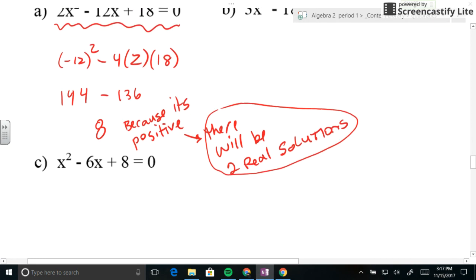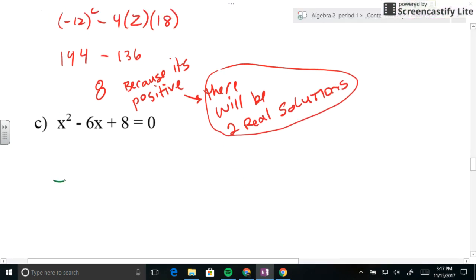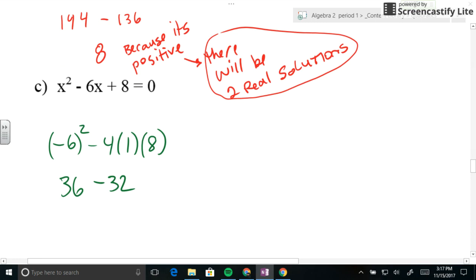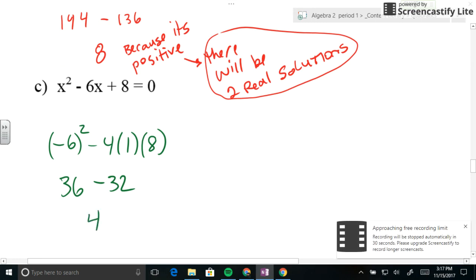So if I look at example C, and I did b squared minus 4ac, b is negative 6 squared minus 4 times a is 1 times c is 8. And I just do the math. Negative 6 squared is 36. 4 times 1 times 8 is 32. And 36 minus 32 is 4. Therefore, there's 2 real solutions.